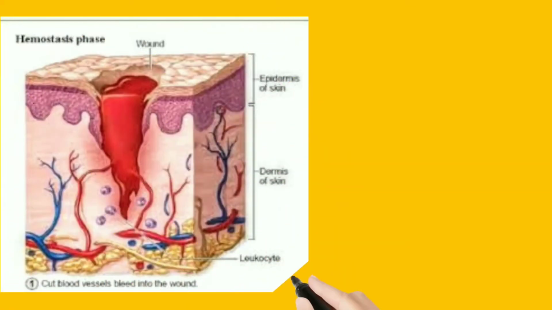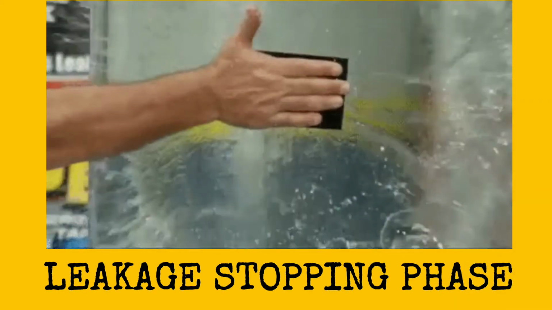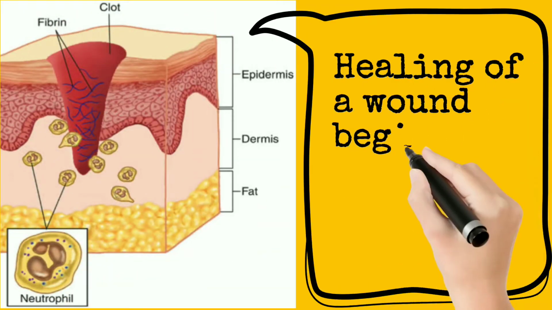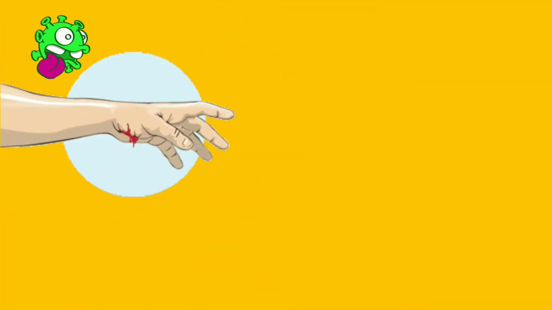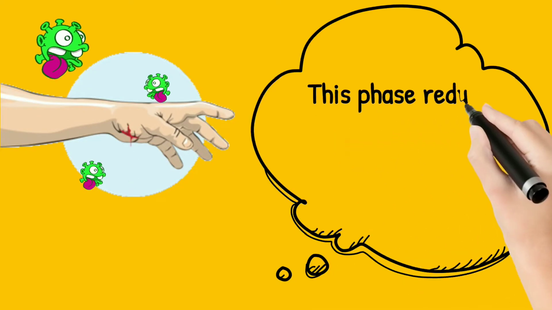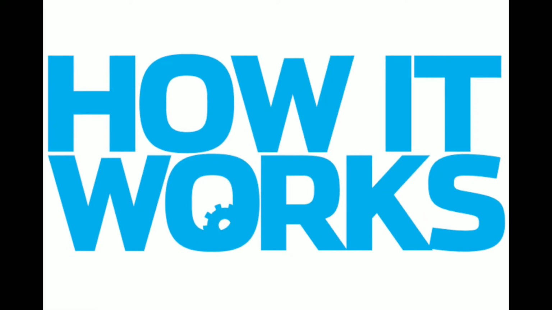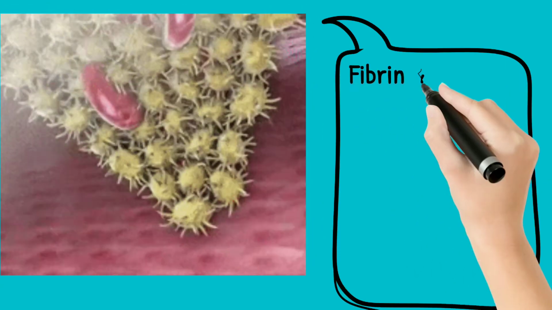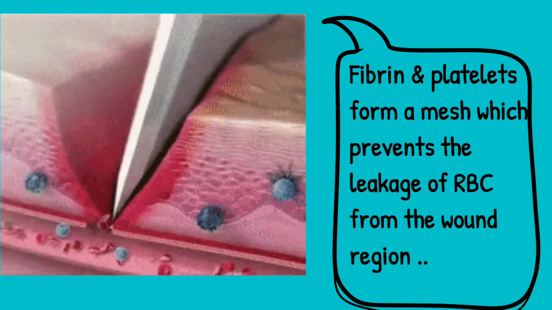The first phase is the clotting phase, which is also the leakage stopping phase. Healing of a wound begins with clot formation. To stop bleeding and to reduce infection by bacteria, virus or fungi, this clotting phase is very important. Let's see how it works. Here, the fibrin and blood platelets form a mesh, which prevents further blood loss by stopping the leaking of RBC from the wound area.